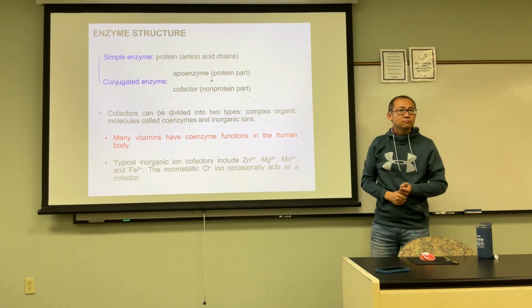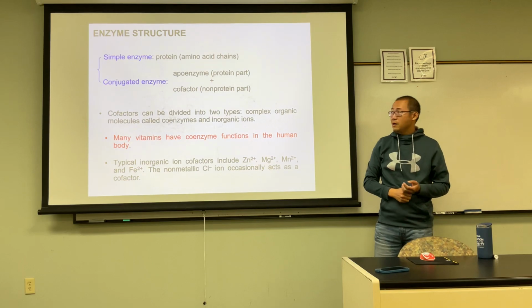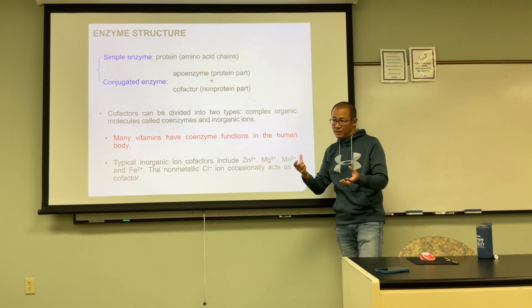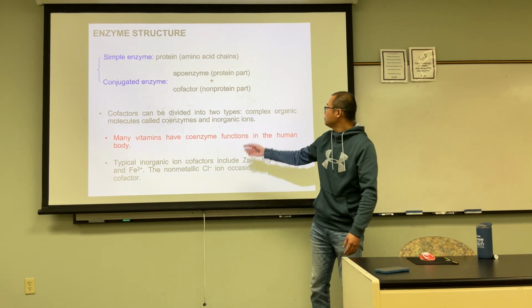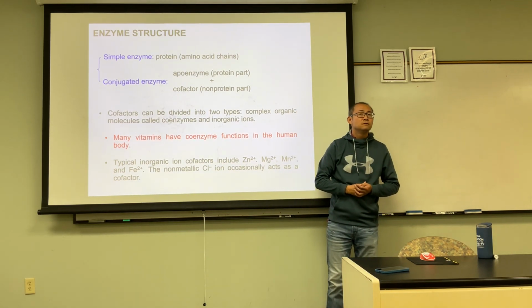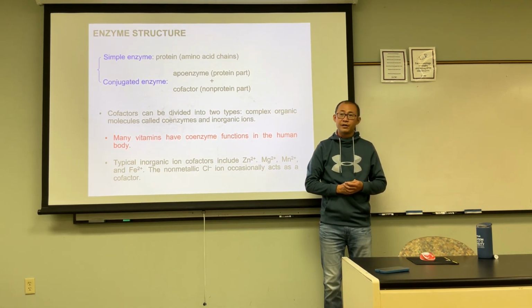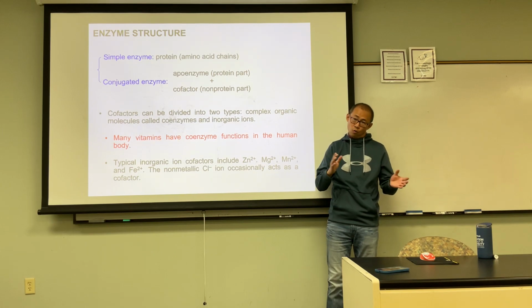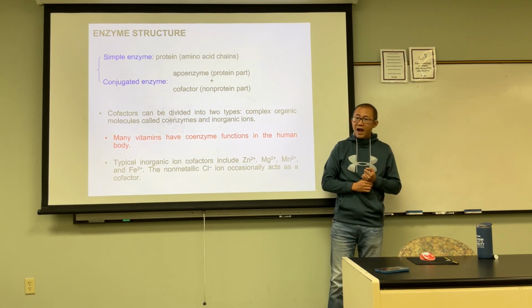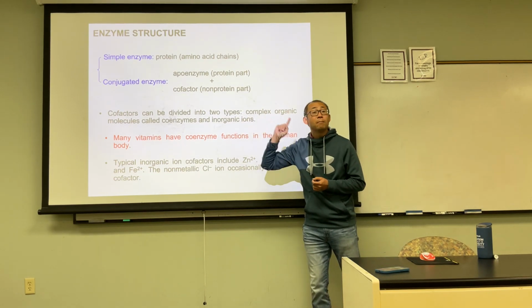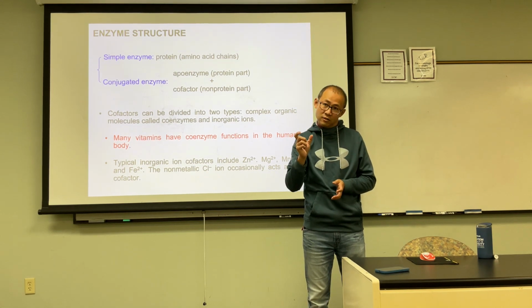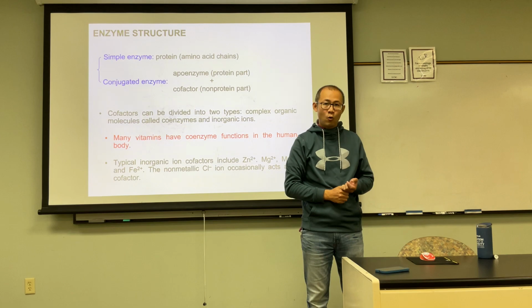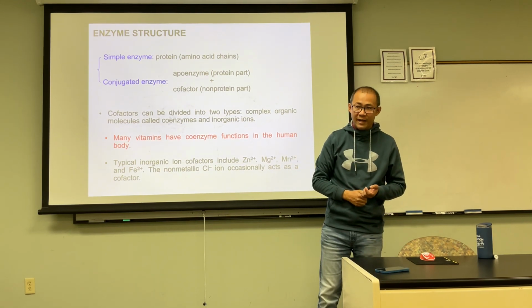Okay, cofactors can be divided into two types. Inorganic ions, like metal ions, magnesium, zinc. It's very common in our system. Or complex organic molecules. So cofactor can be inorganic or organic. When the cofactor is a complex organic molecule, we usually call it a coenzyme. It is a cofactor, but we usually call it a coenzyme when it is an organic molecule.